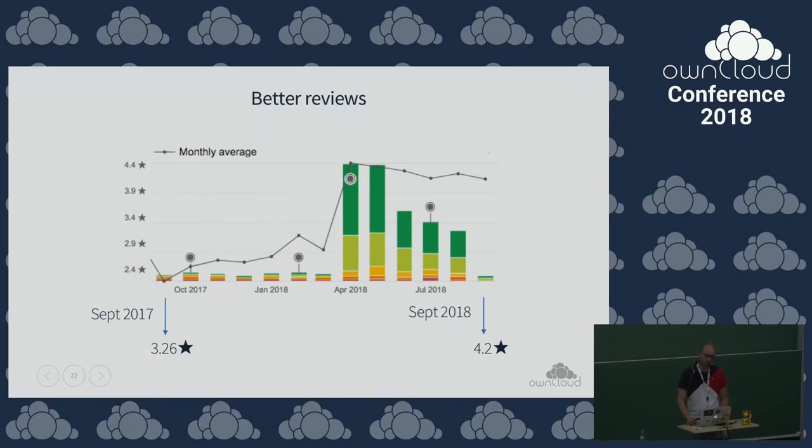And of course, we have better reviews. 3.26 in September last year, and this month, which hasn't finished yet, we have 4.2 stars. And the green colors, the darkest one is the 5 stars, and this one is 4 stars. You can see that we have many, many reviews with 4 and 5 stars right now.